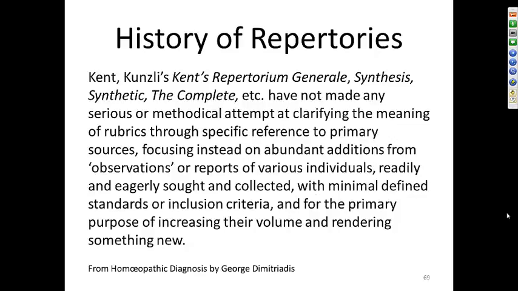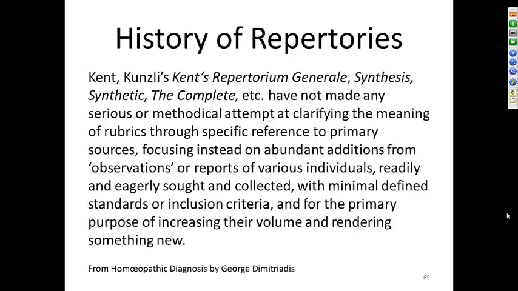So as I said earlier, all these contemporary repertories, Kent, Künzli, Kent's Repertorium Generale, Synthesis, Synthetic, the Complete, this is written by Dimitriadis. He says they have not made any serious or methodical attempt at clarifying the meaning of rubrics through specific reference to primary sources, focusing instead on abundant additions from observations or reports of various individuals readily and eagerly sought and collected with minimal defined standards or inclusion criteria, and for the primary purpose of increasing their volume and rendering something new. So there's truth to this.